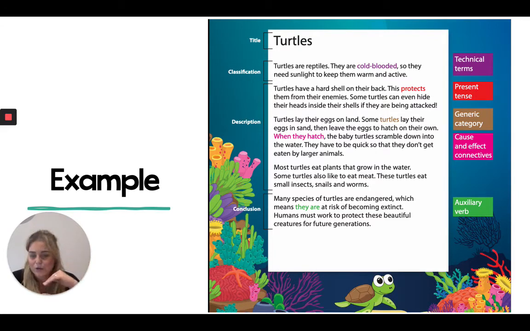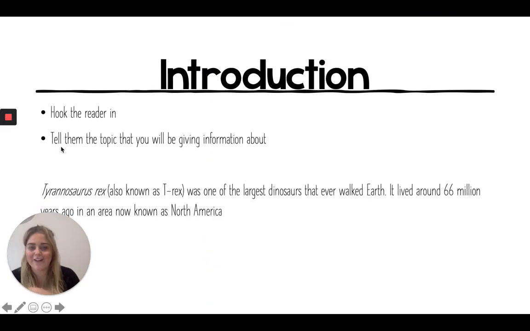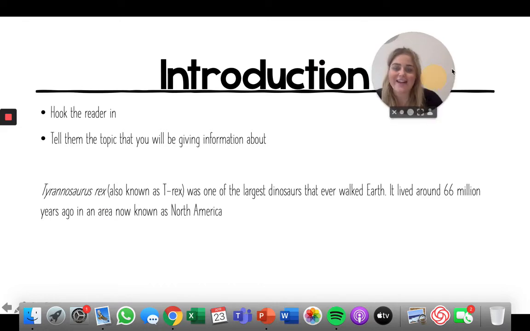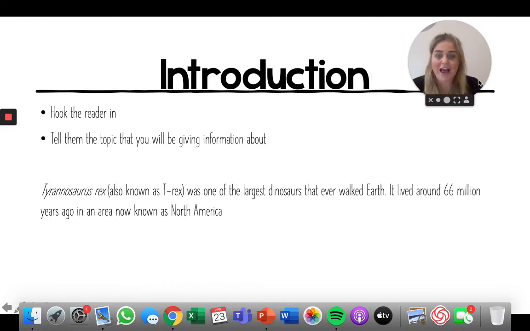And then we have our conclusion where it sums up everything. So many species of turtles are endangered, which means they are at risk of becoming extinct. Humans must work to protect these animals, to protect these beautiful creatures for future generations. So we have our sum up of our information report. So today we are going to be looking at our introduction. And our introduction hooks our reader in, and then it tells our reader about the topic that we're going to be giving them all pieces of information about.